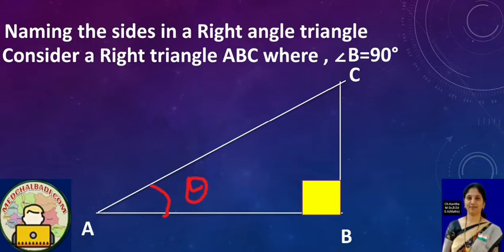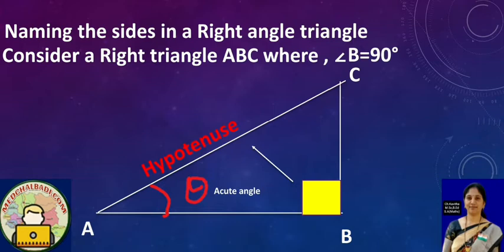First of all, the side opposite the right angle is always the hypotenuse. So this is opposite the right angle, that is the hypotenuse. So here AC becomes the hypotenuse. You have to keep in mind that the longest side in a right angle triangle is the hypotenuse. The hypotenuse is always the longest side.